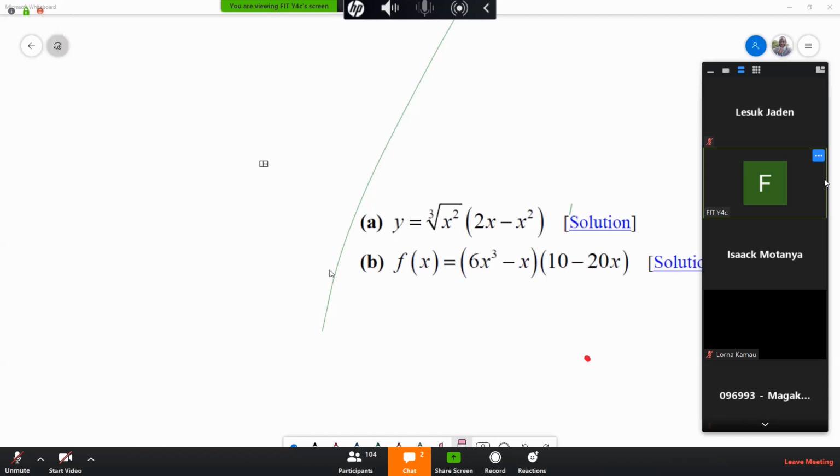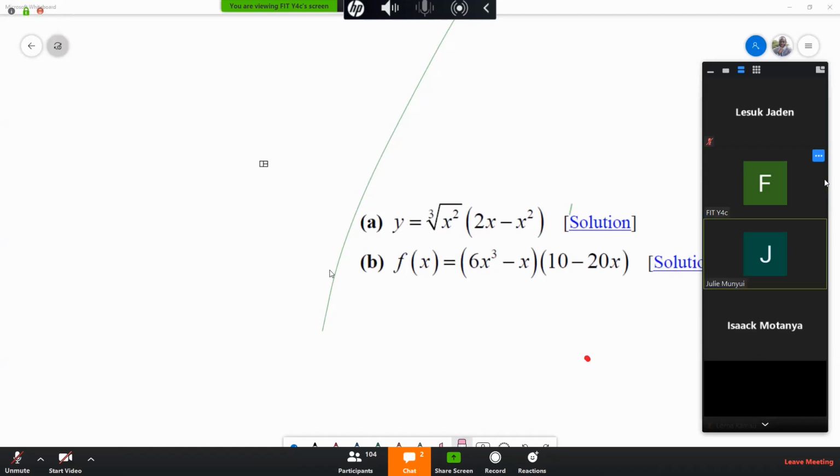Same, the second one. I have the simplest form, which is negative 480x cubed plus 180x squared plus 40x minus 10. Okay, fine. We'll be checking that one in a moment. Thank you very much.